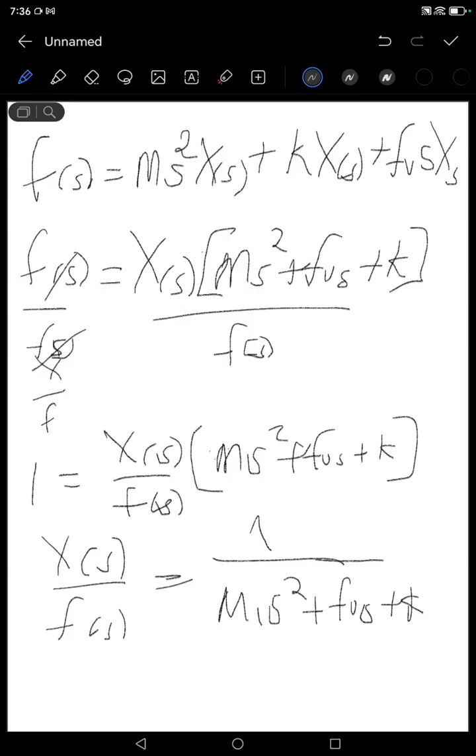They asked us to find the transfer function of X over F. That's what we do. The first thing we do is to draw a free body diagram. After drawing a free body diagram, we do the equation of motion. And then after the equation of motion, we introduce the Laplace transform. After introducing the Laplace transform, that's where you make the X over F and substitute the formula.